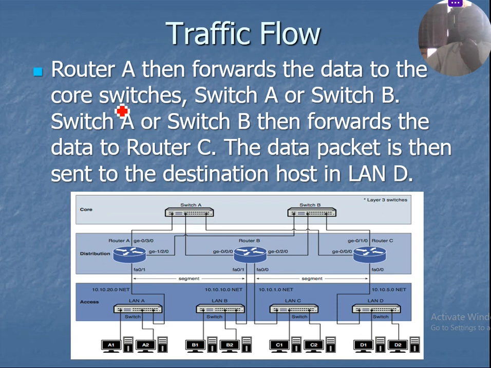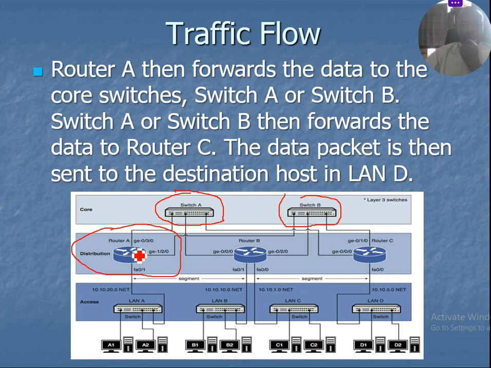From the distribution layer, router A will then forward the data to the core switches. Router A will forward this data packet to the switches in the core, to either switch A or switch B. You can decide to forward to any of them. You can forward to any of the switches, switch A or switch B.